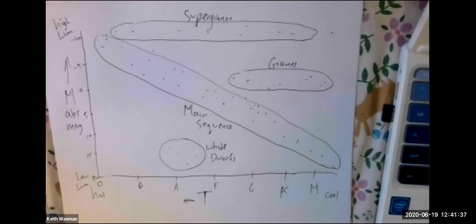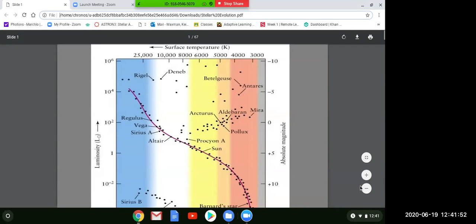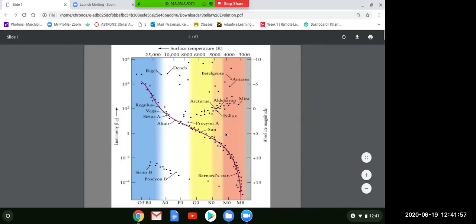Now, I want to share the screen here because I want to show you some good pictures. I mean, your picture might be good, your diagram, mine's not. But let's take a look here. And here is a decent HR diagram showing the main sequence, showing giants right here. There are the giants, supergiants up here. Here are the white dwarfs, showing the colors too. Look, reds, orange, yellows, whites, blues for the temperatures.